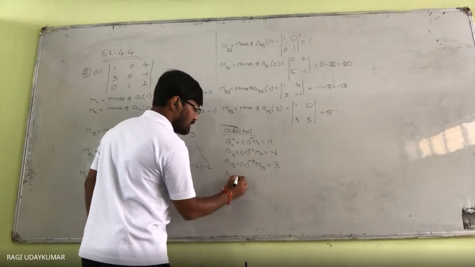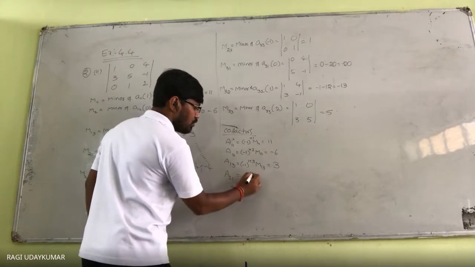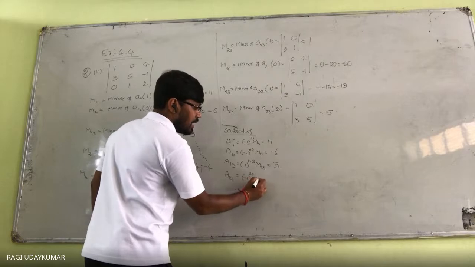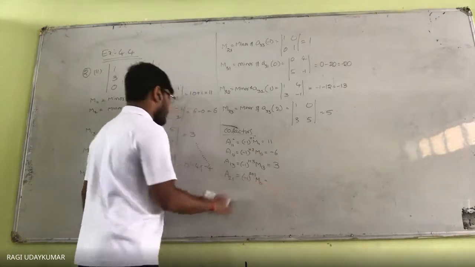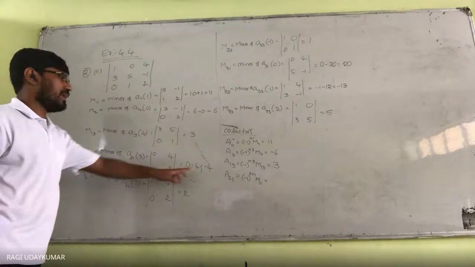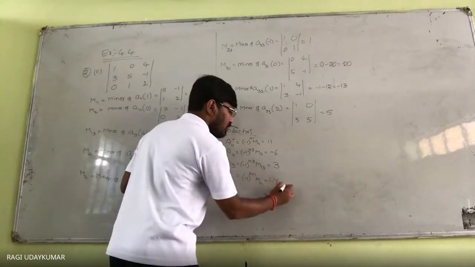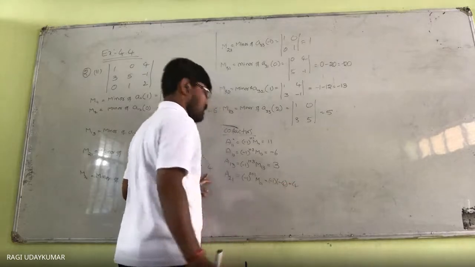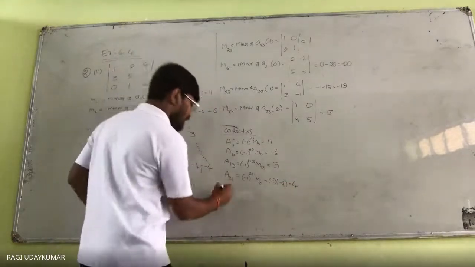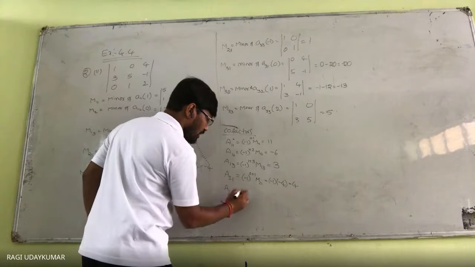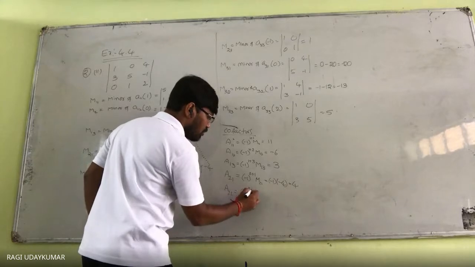A21 is equal to minus 1 to the power of 2 plus 1 into M21. So minus should be multiplied to M21. M21 we are getting is minus 4. Minus of minus 4, minus 1 into minus 4, which is equal to plus 4. A22 is minus 1 to the power of 2 plus 2 into M22, which becomes plus. M22 value is 2, so we get 2.